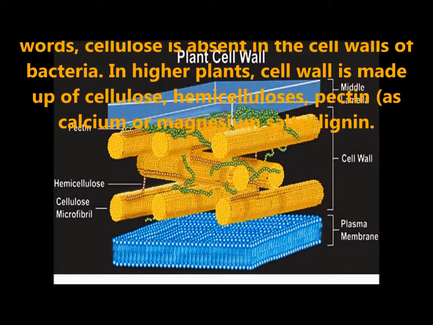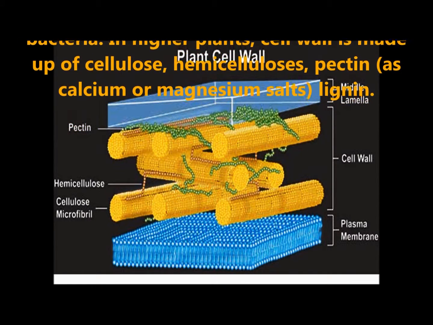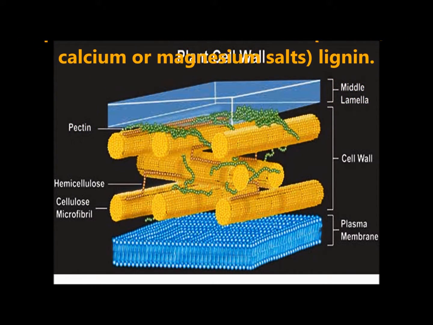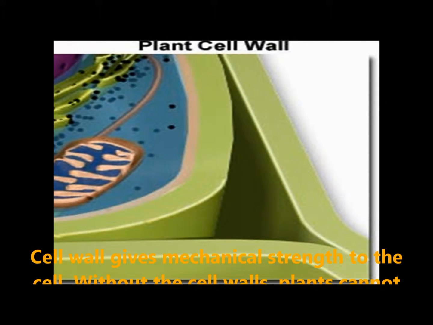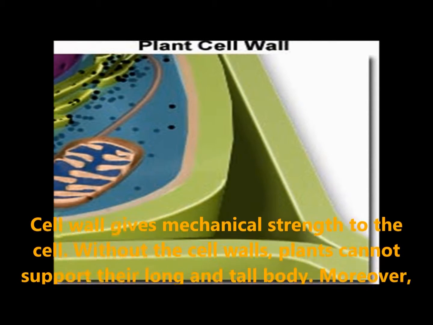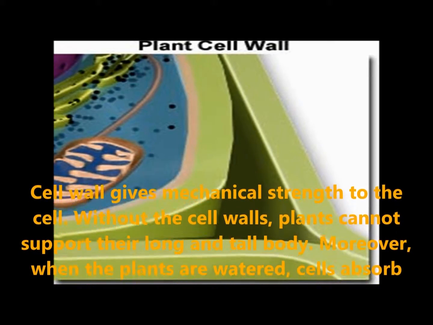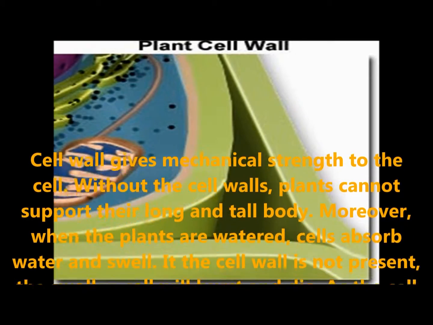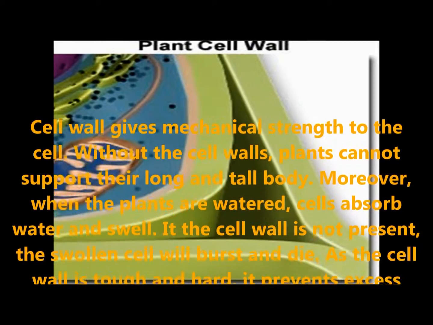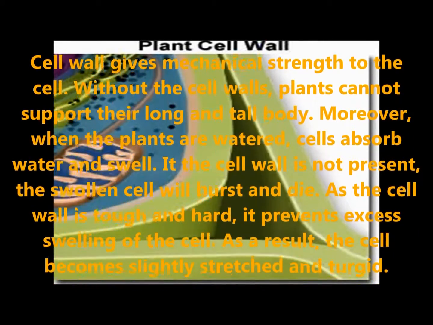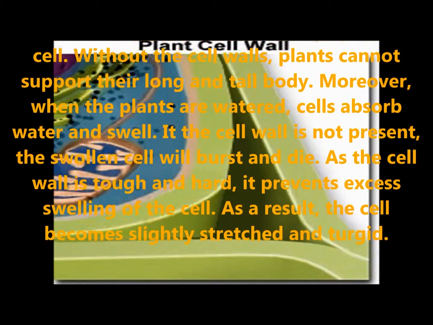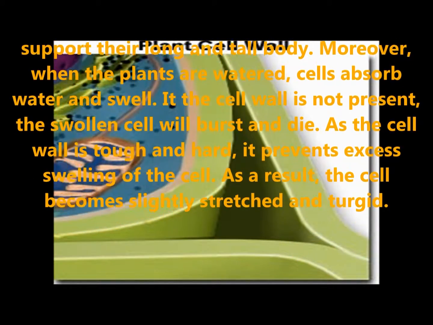In higher plants, cell wall is made up of cellulose, hemicellulose and pectin and lignin. Cell walls give mechanical strength to the cell. Without the cell walls, plants cannot support their long and tall body. Moreover, when the plants are watered, cells absorb water and swell. If the cell wall is not present, the swollen cells will burst and die.